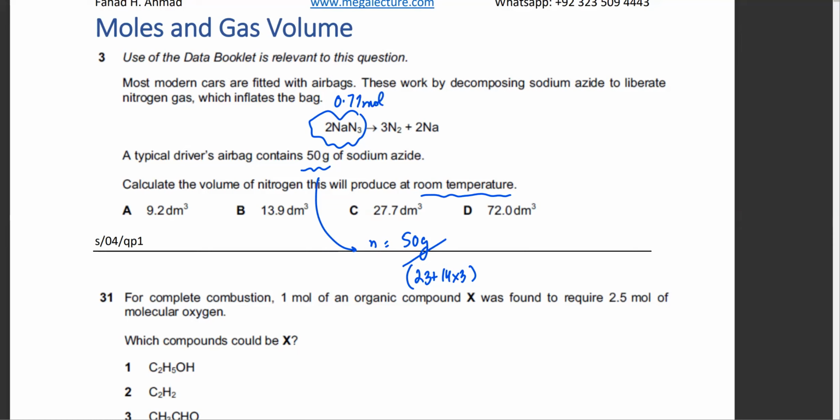So he's saying calculate the volume of nitrogen gas that's produced. So nitrogen is over here, so you have to calculate the volume of this thing. So it's 2:3, right? So what would you get? 0.77 divided by 2 into 3. What do you get? 1.15. That's 1.15 moles, okay?